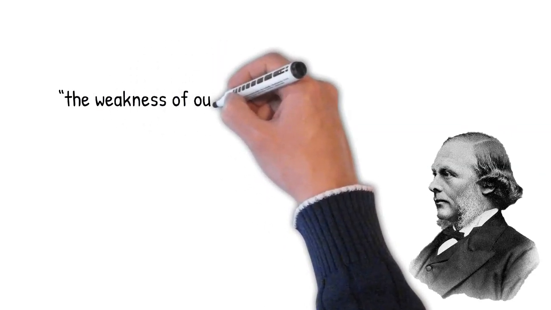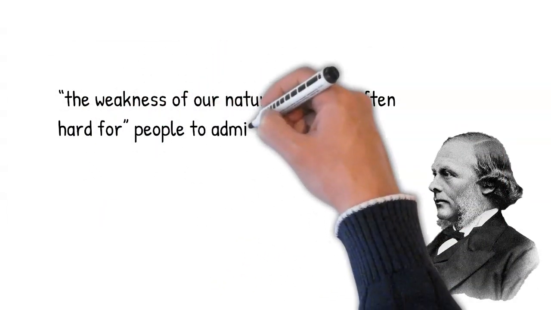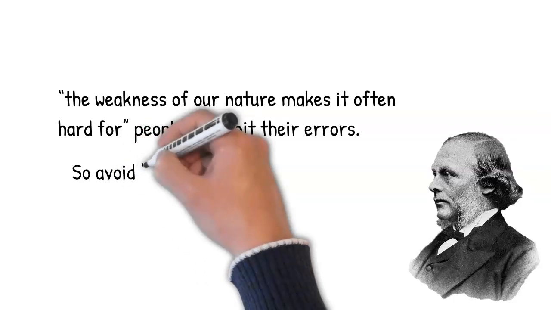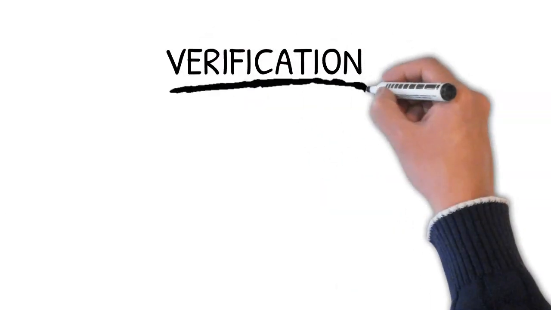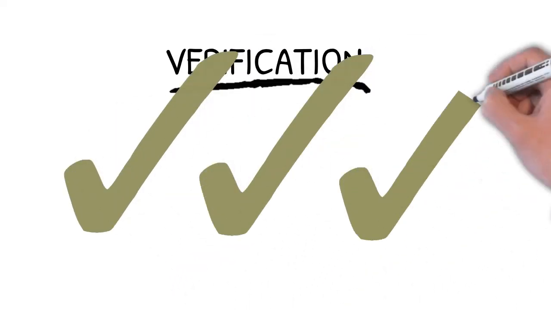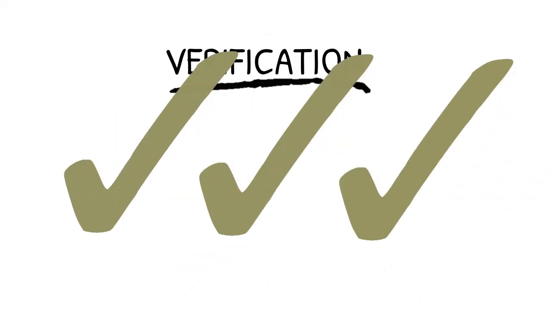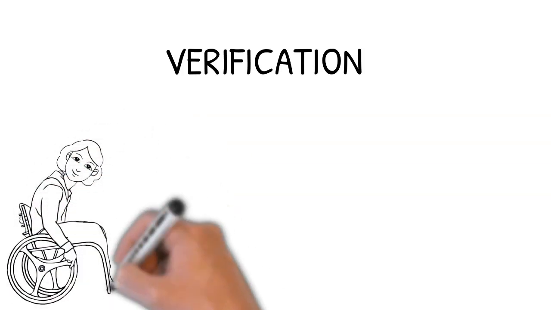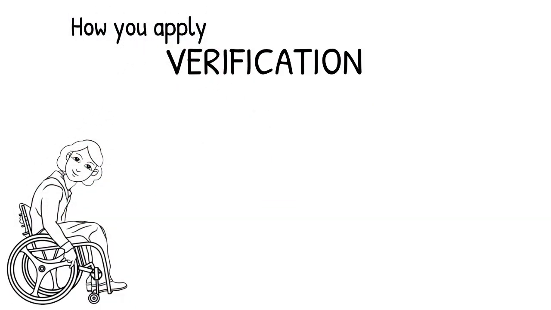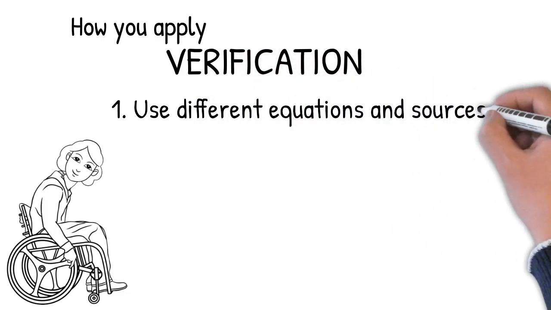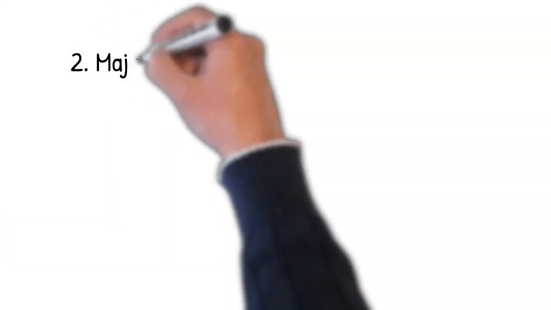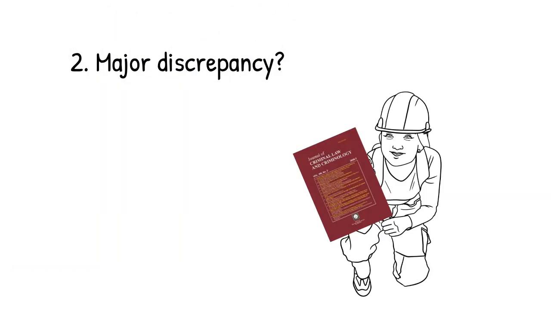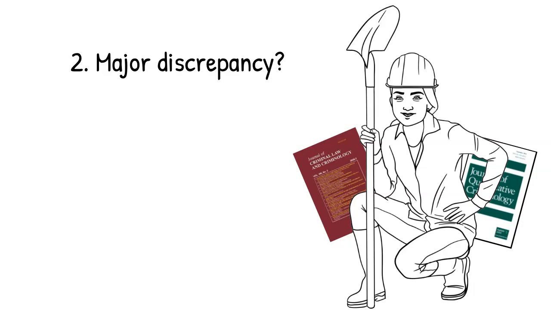And as the great scientist Joseph Lister wrote, the weakness of our nature makes it often hard for people to admit their errors, which is another good reason to avoid rash or premature publication. Bottom line, check, double check, and triple check your work, especially if it's important. So, how can you implement the verification standard? 1. Check your results by using different equations and different sources to make sure the answers are the same. And 2. If you find a major discrepancy between credible sources, dig until you find the cause of it.